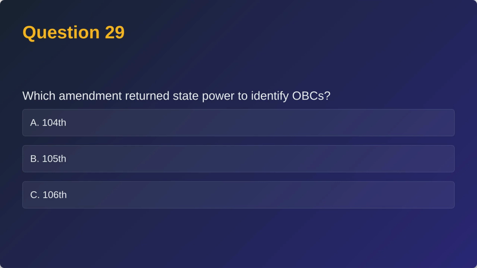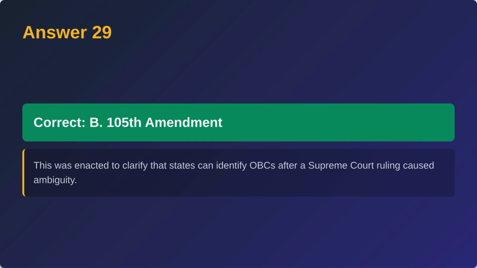Question 29. Which amendment returned state power to identify OBCs? Answer 29. The 105th Amendment. This was enacted to clarify that states can identify OBCs after a Supreme Court ruling caused ambiguity.